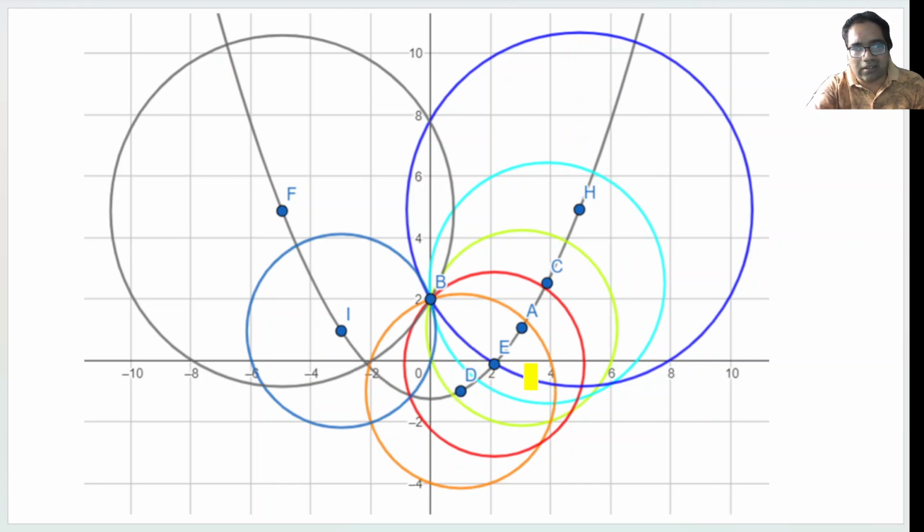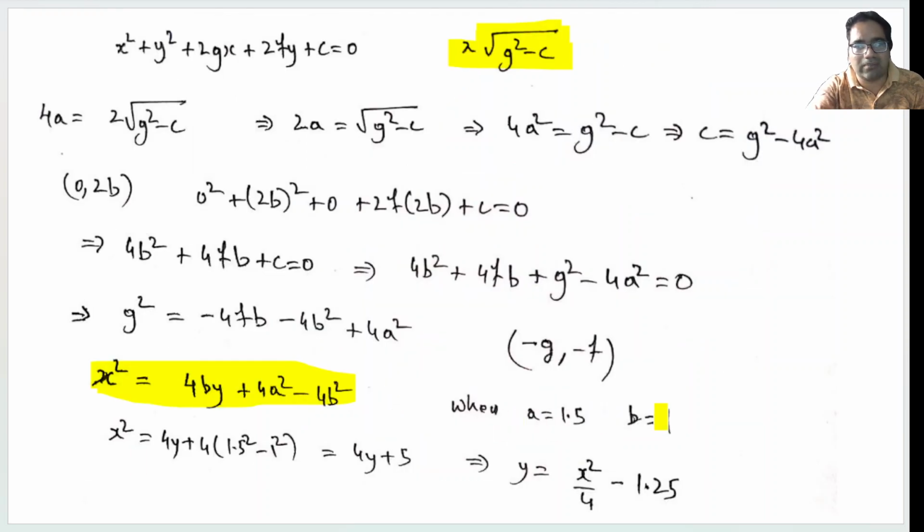Now, in this one, this parabola, whatever we have taken, what exactly is this parabola? Let us substitute. In this case, a is 1.5, right? 4a is 6, a is 1.5, b is 1. Let us substitute that. a is 1.5 and b equals 1. Then this equation becomes x square equals 4by, 4 into 1 into y, that is 4y, plus 4 into a square minus b square, that is 1.5 square minus 1 square, which is 2.25 minus 1. Right. So this becomes 4 into 1.25, that is 5. So x square equals 4y plus 5. y equals x square by 4 minus 1.25. Right. That is this equation.